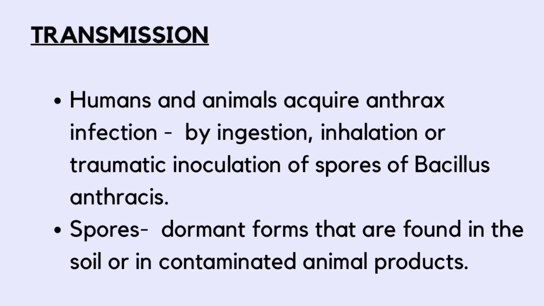Transmission. Humans and animals acquire anthrax infection by ingestion, inhalation, or traumatic inoculation of spores of Bacillus anthracis. Spores are dormant forms that are found in the soil or in contaminated animal products like hair or animal hides, that is the skin of the animals. Okay.